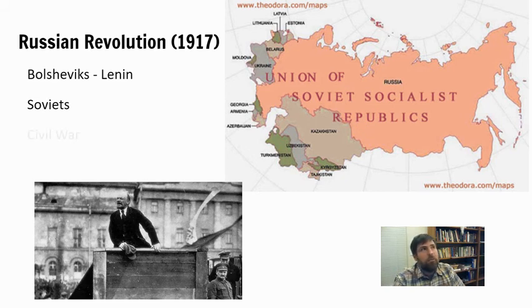So there were groups called Soviets that made up the Union of Soviet Socialist Republics, which is what USSR stands for. A lot of times we just call it the Soviet Union. You can also refer to it as Soviet Russia. It's important that you know that from 1917 until 1989, Russia became the USSR, or the Soviet Union.